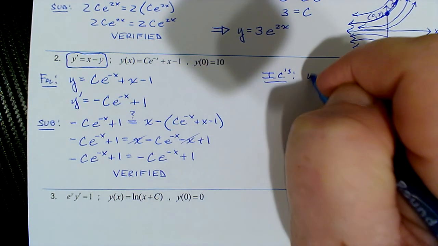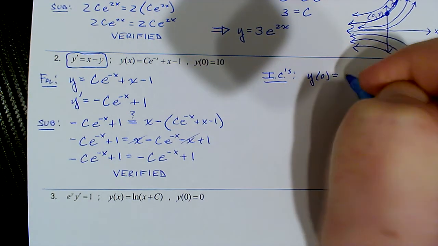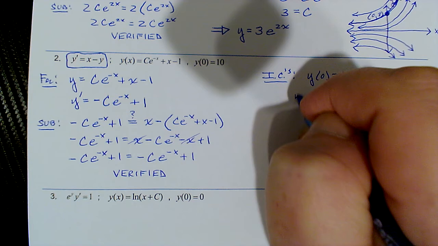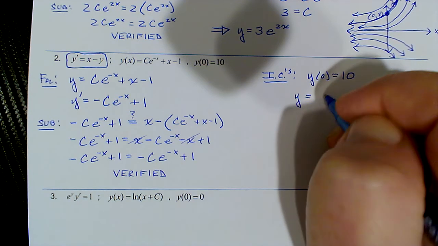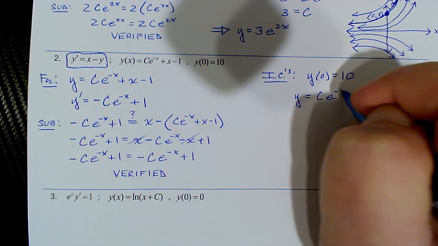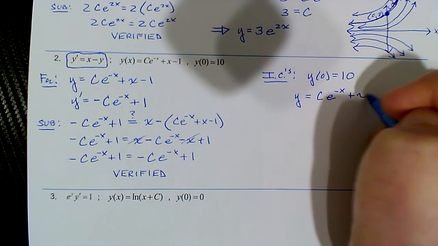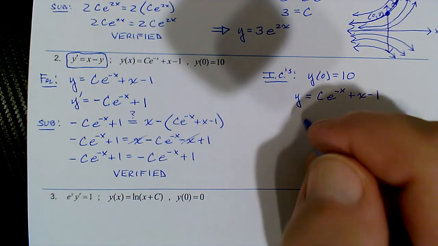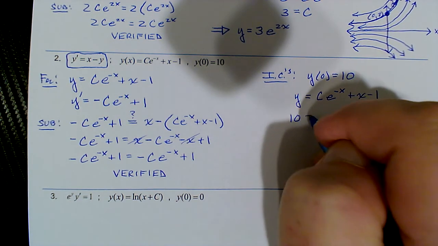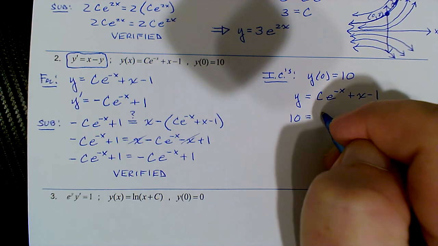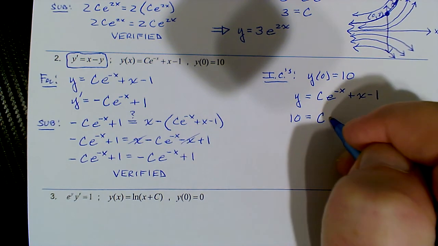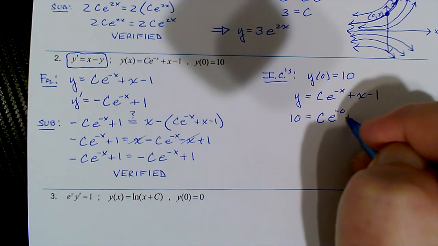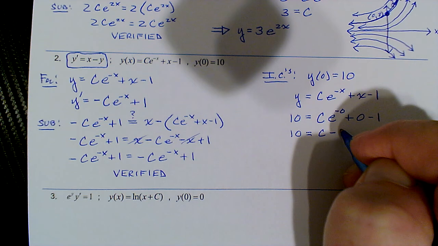So now for the particular solution, the initial conditions, in this case, our y of 0 is 10. So our general solution was c e to the negative x plus x minus 1. So y of 0 equaling 10 means that y is 10 when x is 0. So this will be c e to the negative 0 plus 0 minus 1. And so therefore c is 11.